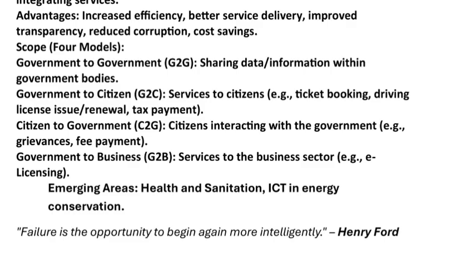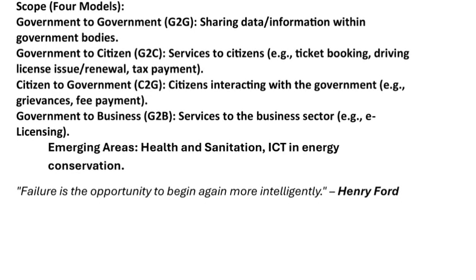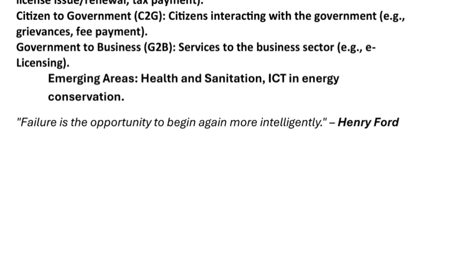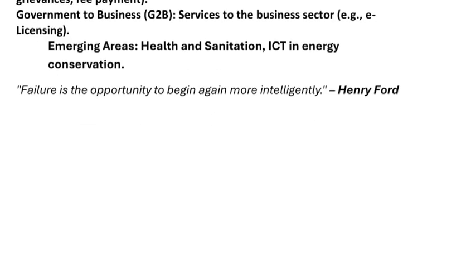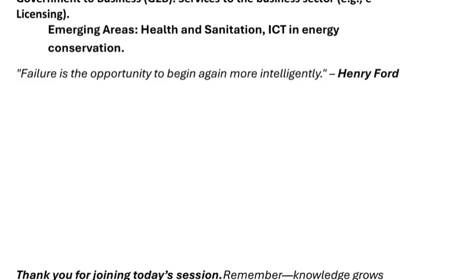Scope, four models. Government to government, G2G: sharing data and information within government bodies. Government to citizen, G2C: services to citizens, e.g., ticket booking, driving license issue or renewal, tax payment. Citizen to government, C2G: citizens interacting with the government, e.g., grievances, fee payment. Government to business, G2B: services to the business sector, e.g., e-licensing. Emerging areas: health and sanitation, ICT and energy conservation.